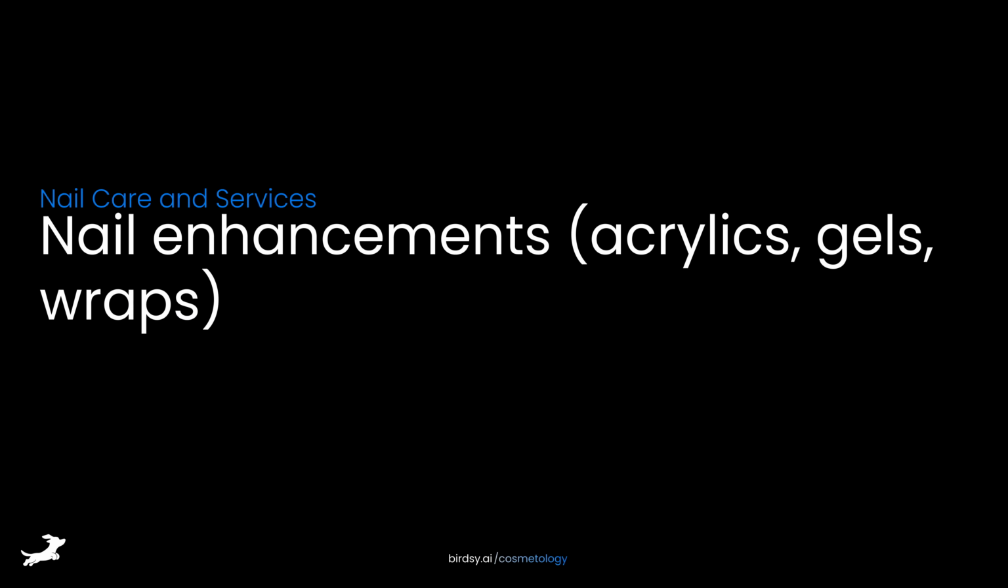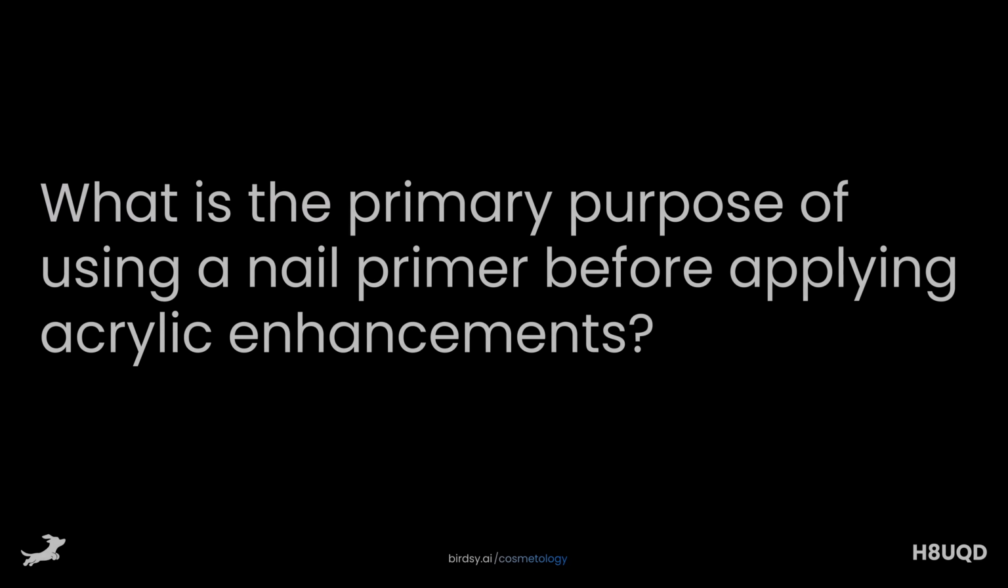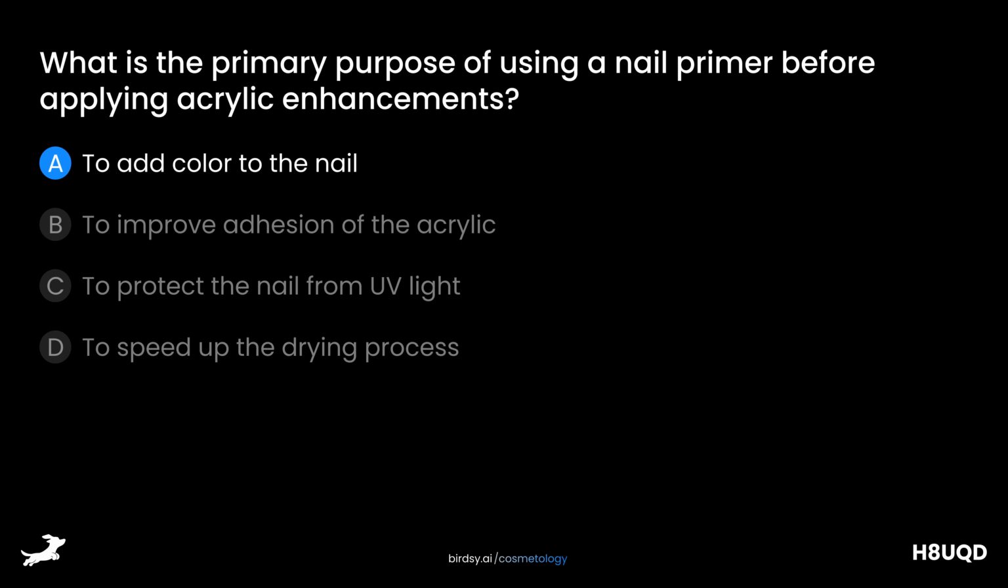Nail enhancements: acrylics, gels, wraps. What is the primary purpose of using a nail primer before applying acrylic enhancements? Is it A, to add color to the nail, B, to improve adhesion of the acrylic, C, to protect the nail from UV light, or D, to speed up the drying process? The answer is B, to improve adhesion of the acrylic.